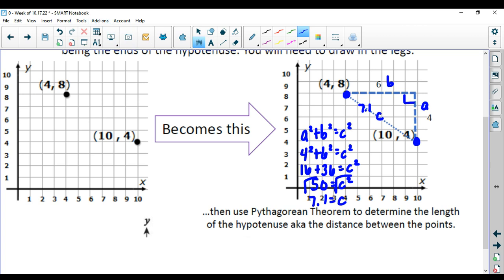You'll follow the same steps for this with all of the other examples down at the bottom of the page.